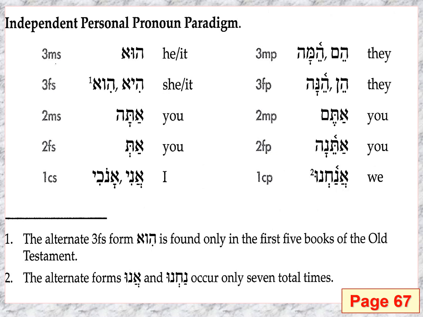Atta, atta. We're going to see this appear later in the semester with other forms. So if you remember from our study of shva, a shva that ends a word is silent. However, some argue that this is actually a dagesh forte, and therefore it's at-t, at-t.